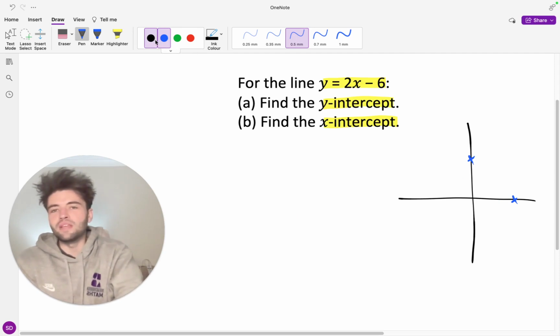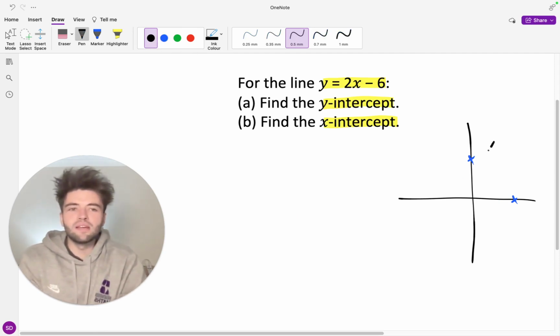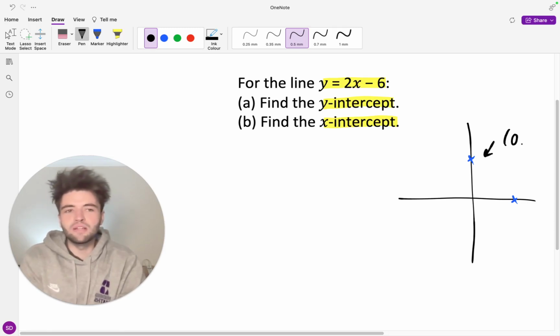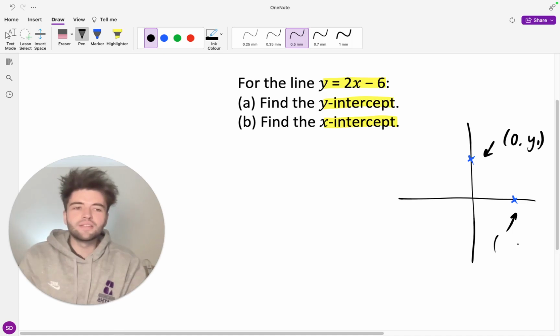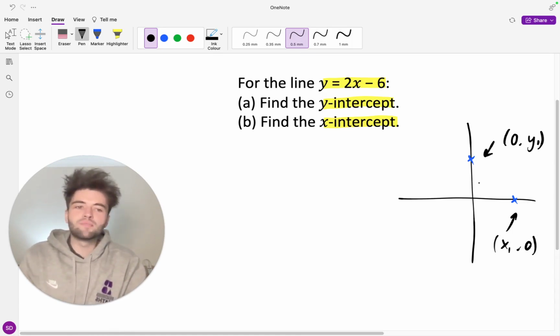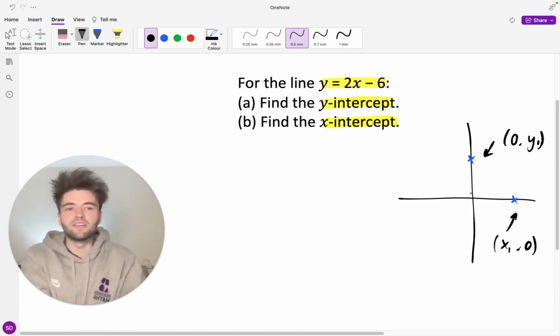The thing to keep in mind is that wherever the line crosses the y-axis, x is going to be equal to 0. So that point is going to look like 0 comma some y value, so we'll say y1. And for the x-intercept, the same logic applies, except it's going to be some coordinate x and then comma 0 for the y value. So that's what we're looking for here, 2 points like this for this line.